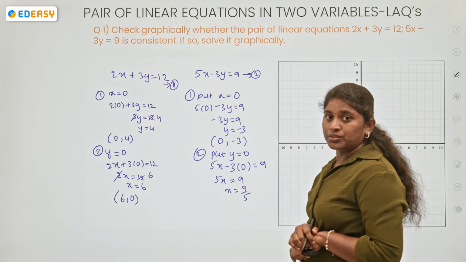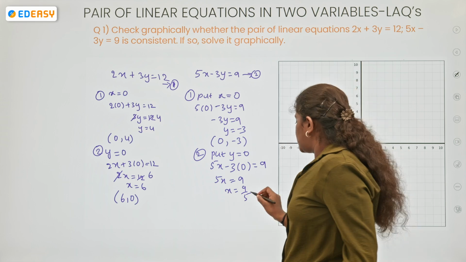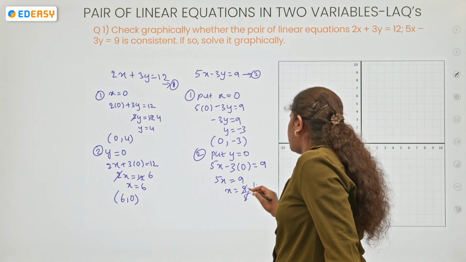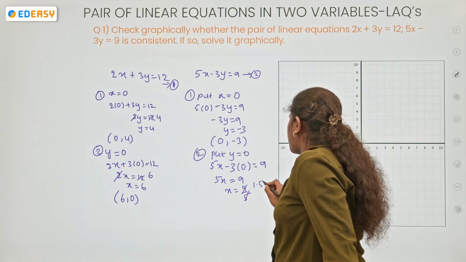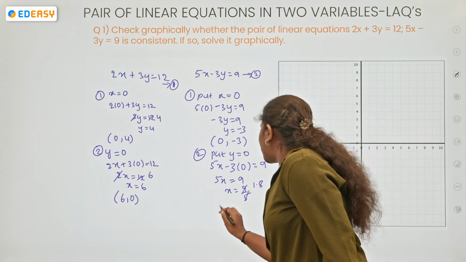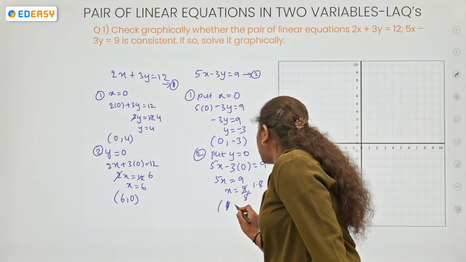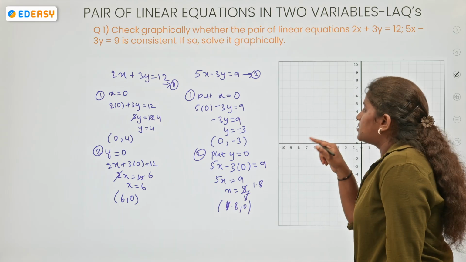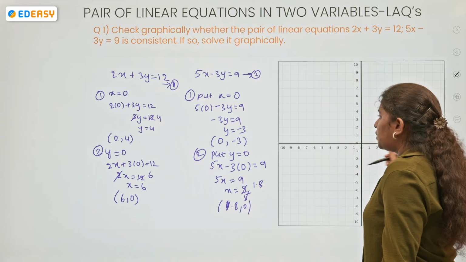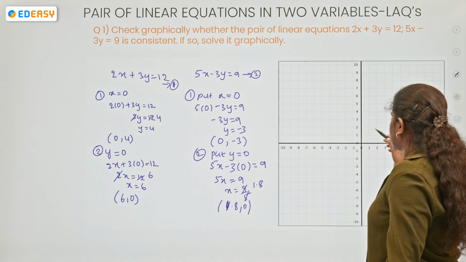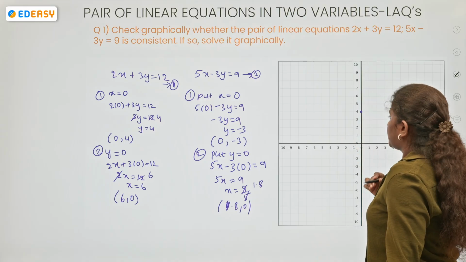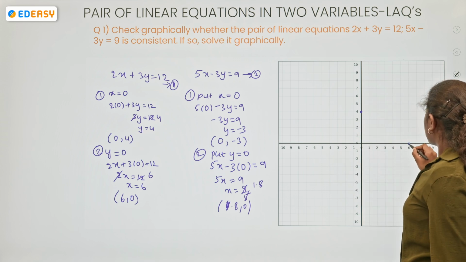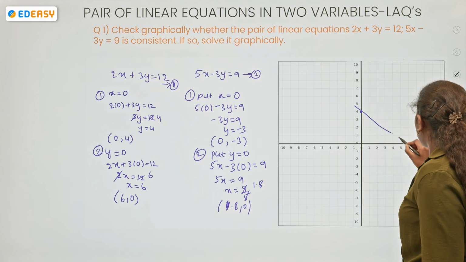Clear? Understood? Okay. So now 9 by 5 means, we can take 5 into 8 is 40, so 1.8, right? So we will be getting (1.8, 0). Clear? Now plot those points on the graph. (0, 4) lies on your y-axis. So here is your point, right? And next, the second point is (6, 0). Here it is.